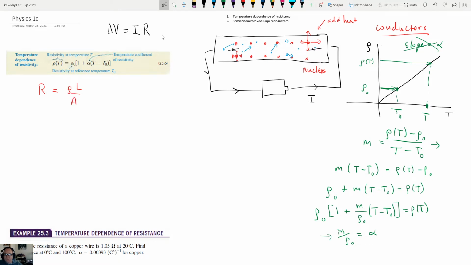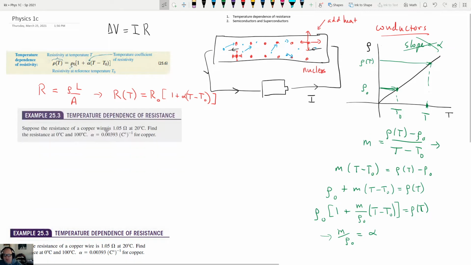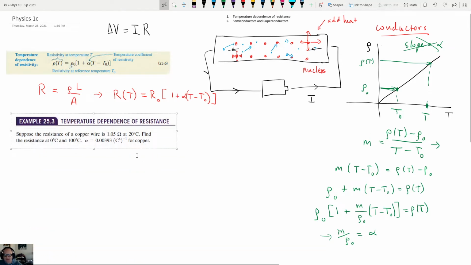So since resistance is directly proportional to resistivity, you can also write an equation that says resistance as a function of temperature is equal to the resistance at some fixed value multiplied by 1 plus alpha times T minus T naught. So you get this exact same equation for resistance as you do for resistivity because they're directly proportional to each other. So let's use that second equation to apply to this calculation right here.